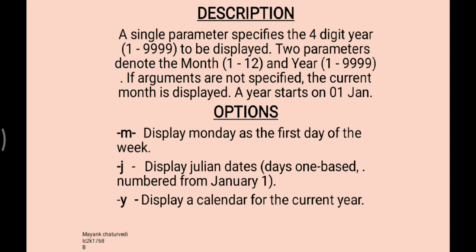A year starts on 1st of Jan. Some of the options that can be used with the cal command are: minus m to display Mondays as the first day of the week, minus j to display the Julian dates, and minus y that displays a calendar for the year.